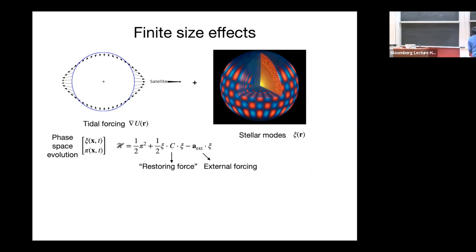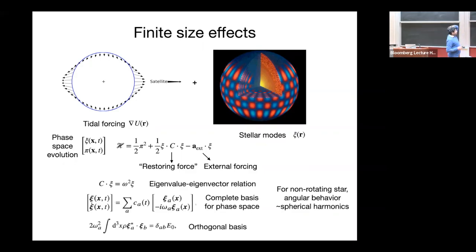So let's say that I look at the displacements of the matter elements inside the neutron star. I can write it as a vector in phase space. So there's a position and a momentum. Instead of position, now it's a displacement and the velocity. Right? And then you can write a Hamiltonian for the phase space. The Hamiltonian has a p squared piece and then a quadratic piece in the displacement. This is the origin of the restoring force. This is the spring constant. And then there is an external forcing. The external forcing in this case is the tidal potential.